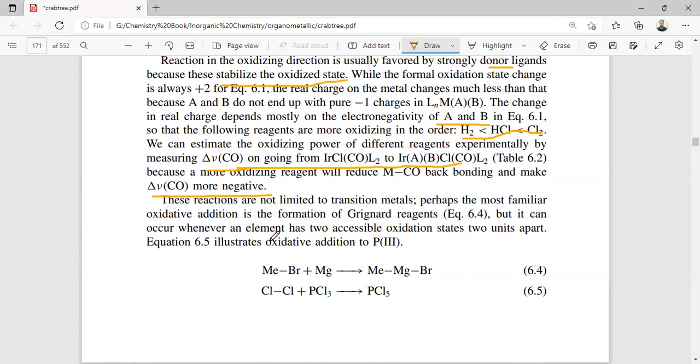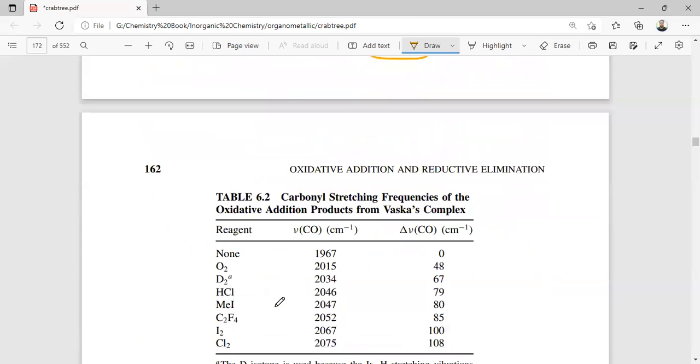These reactions are not limited to the transition metals. Perhaps the most familiar oxidation is the formation of Grignard reagents, but it can occur whenever the element has two oxidation states two units apart. An equivalent here is the oxidation of PCl3. So this is not only for transition metals. Here Cl2 oxidatively adds to PCl3 to form PCl5. Here manganese is in the 0 oxidation state, and here manganese is in the +2 oxidation state. So this is also an example of oxidative addition.